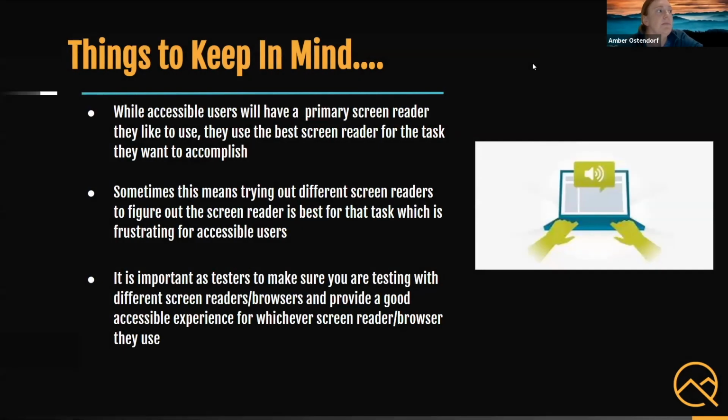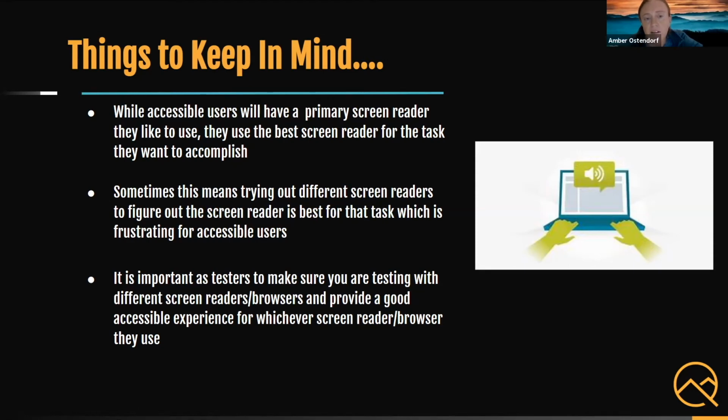Let's see, some things to keep in mind. While accessible users will have a primary screen reader that they like to use, they will use the best screen reader for the tasks that they want to accomplish. Sometimes this will mean that they need to try out different screen readers to figure out which is best for the task. And that can be very frustrating, as you can imagine. At some point, most accessible users will use most of the screen readers that I mentioned. In fact, 84% of users use one screen reader at work, which as most can imagine is probably JAWS, and one screen reader at home, which is likely to be NVDA.